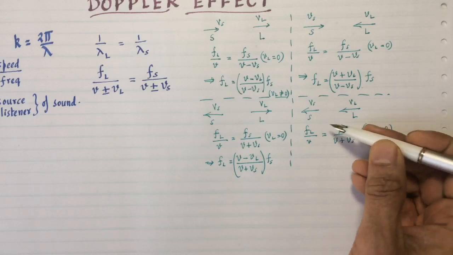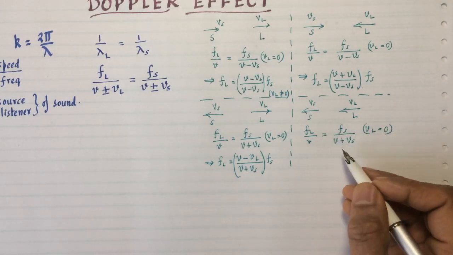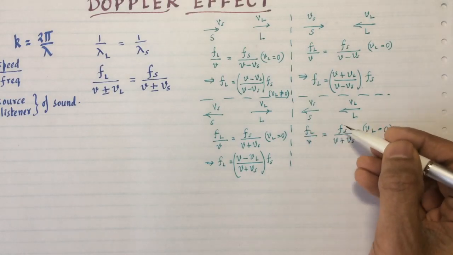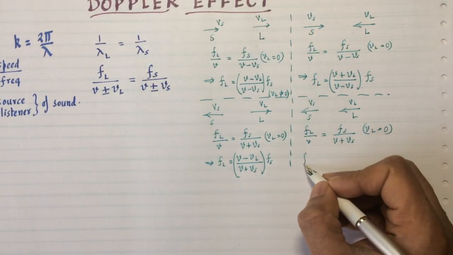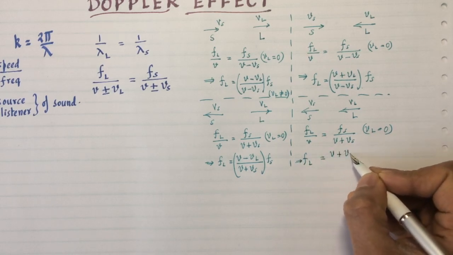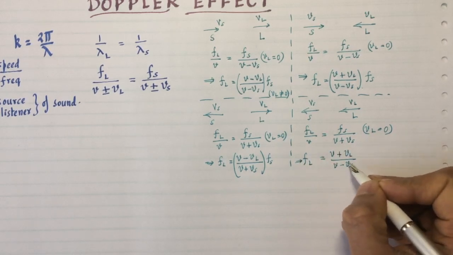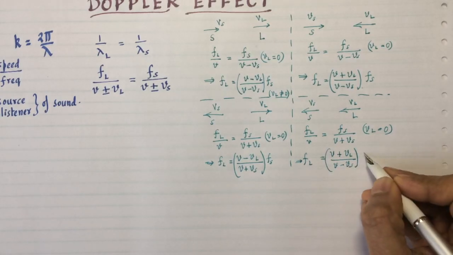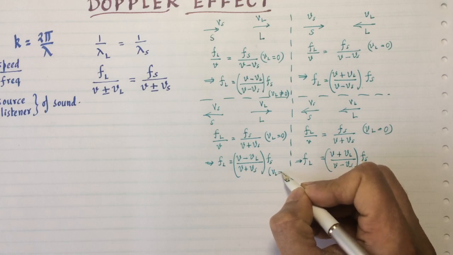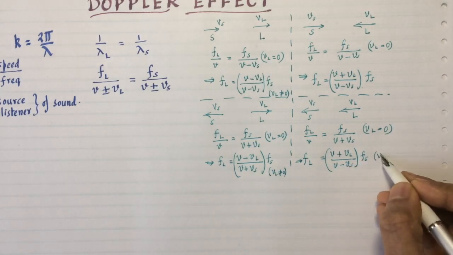And now he's chasing it. Well, if you're chasing it, you're kind of compensating for the fact that it's getting away, so the frequency is going to be a little bit more than this. So the only way to make it a little bit more is to write it as V plus VL over V plus Vs times Fs. And that's for the case where the listeners are actually moving.